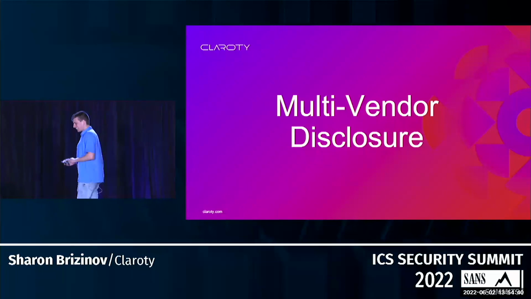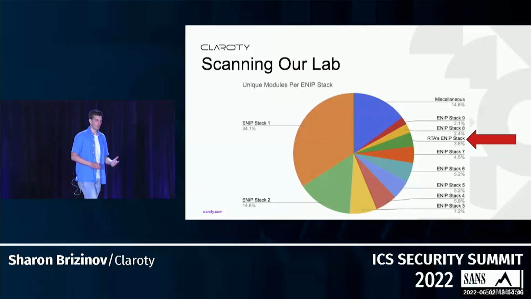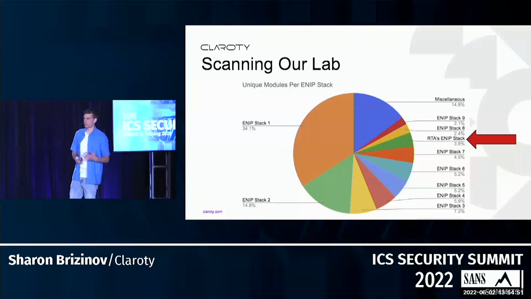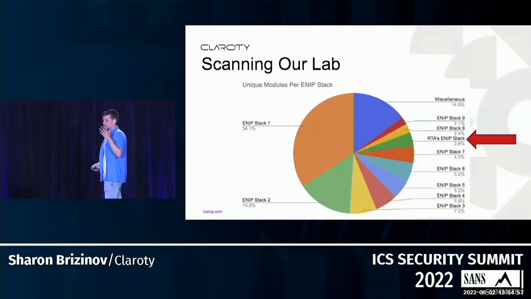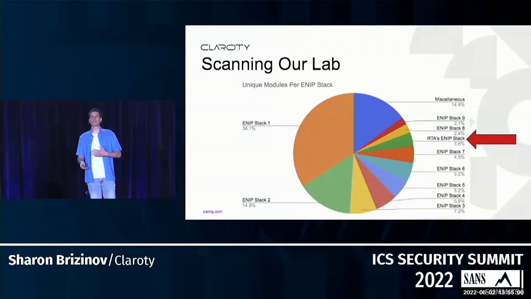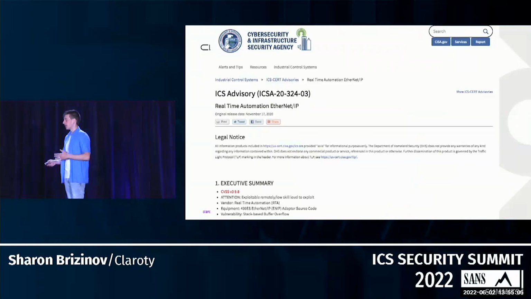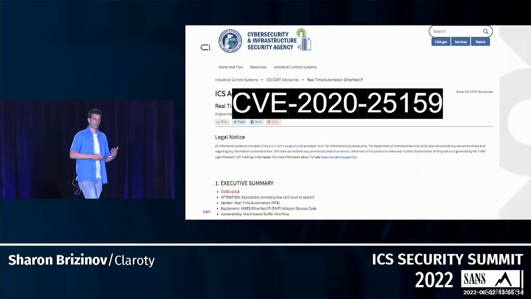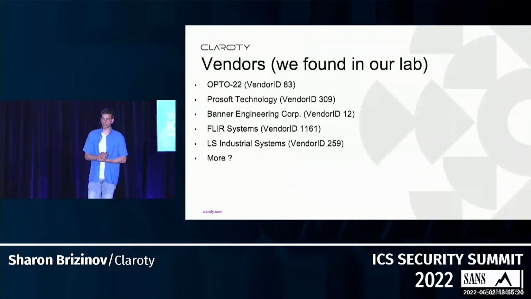So back to our story again, we scanned our lab, we found many devices using the RTA Ethernet IP protocol stack, and we started the party. We started a multi-vendor disclosure. First of all, obviously, we had discussions with Opto22, we had discussions with RTA, and now we started discussions with ICS CERT and the other vendors that implemented this stack. First, CISA or ICS CERT published an advisory about this protocol stack. We got our CVE, and then we started the multi-party disclosure.